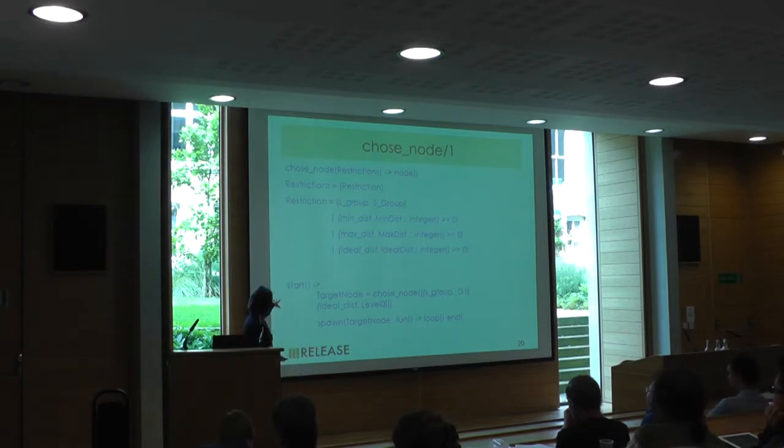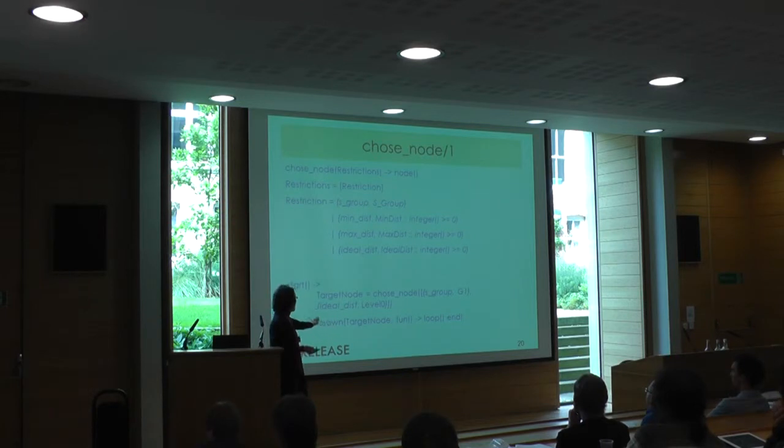And then the program will look something like that. We have a target node. We choose a node. We define an S group where this process will be spawned. And we also say what the distance should be, the ideal distance. And then we spawn that process at that distance.